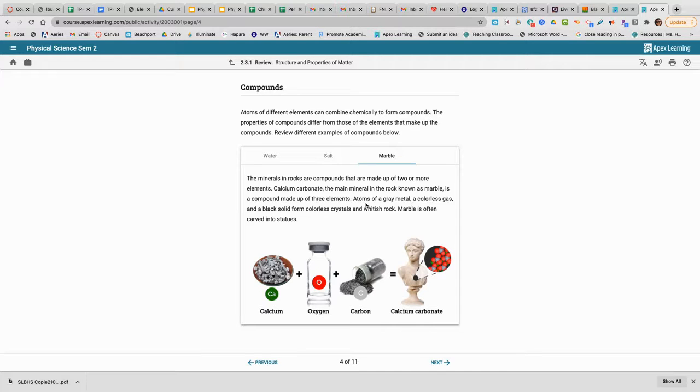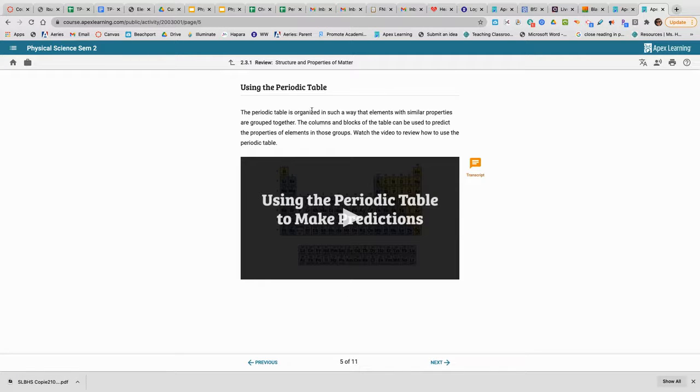So you'll notice that calcium is a gray, pretty dull metal. Oxygen is a colorless gas. And carbon is black. It's a black solid. But when you combine them chemically, you get this beautiful stone called marble, or calcium carbonate, okay? So that's compounds.